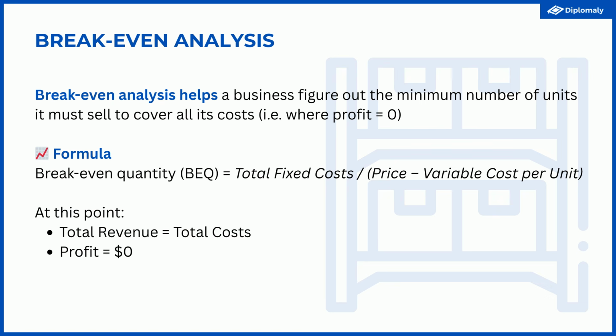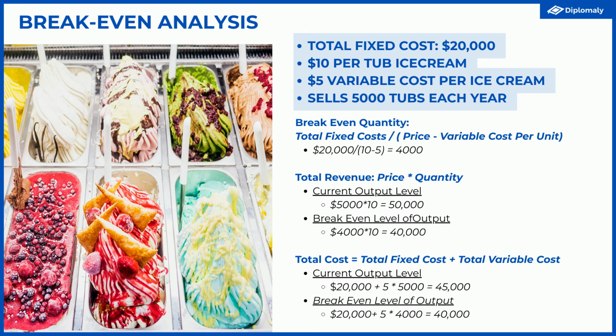The easiest way to illustrate the break-even chart is in a simple example. Imagine a business that sells ice cream. It has total fixed costs of $20,000 and charges $10 for each tub of ice cream. Variable costs for each ice cream are $5. The case also tells us that the business currently sells 5,000 tubs each year. The first step is to calculate our break-even level of quantity. Applying our formula, we get that the break-even level of output is 4,000 tubs.